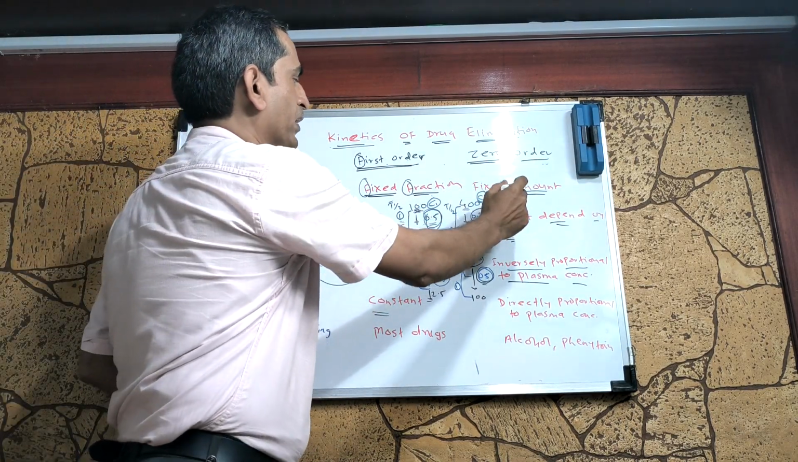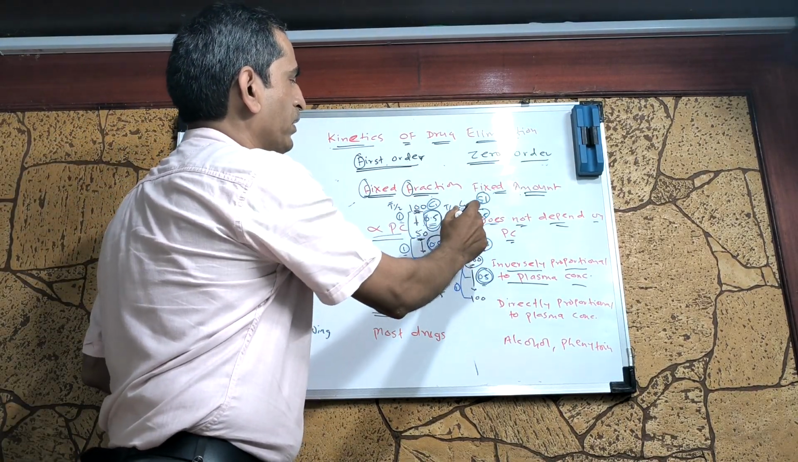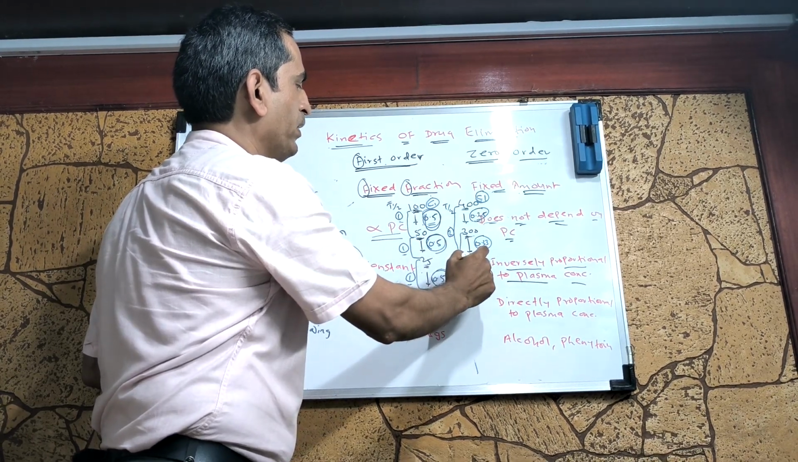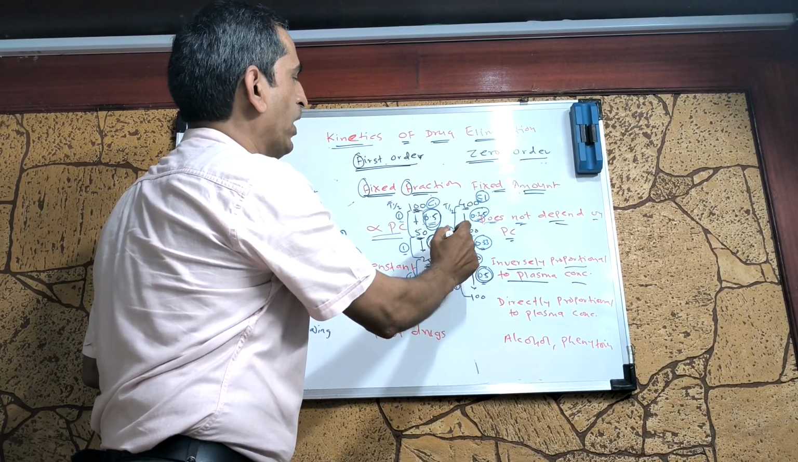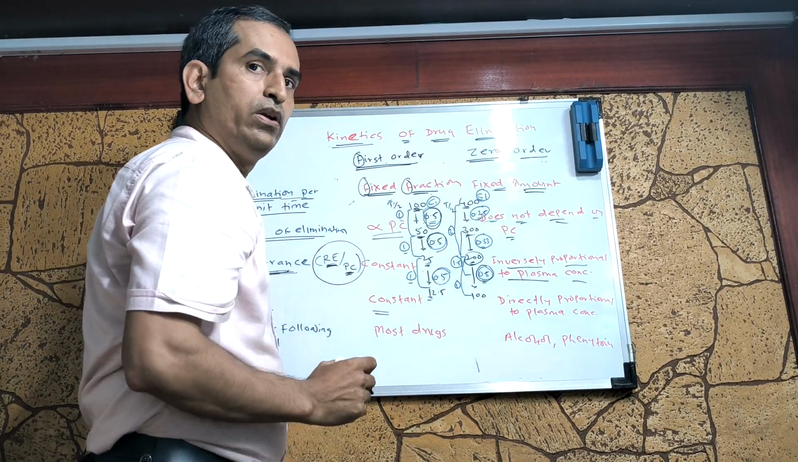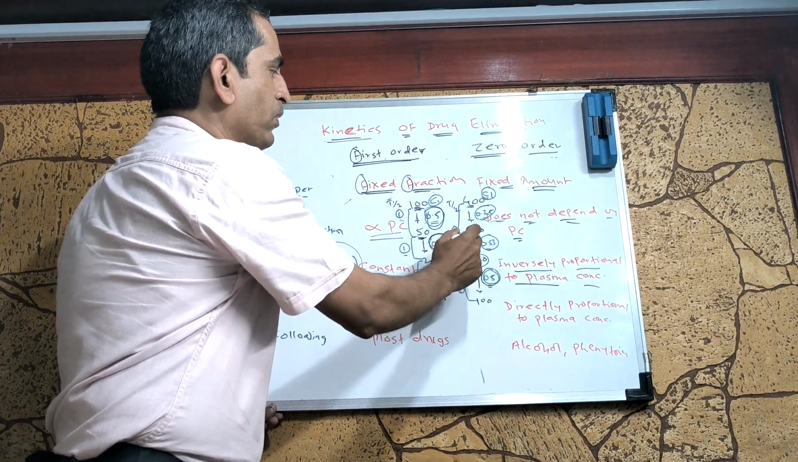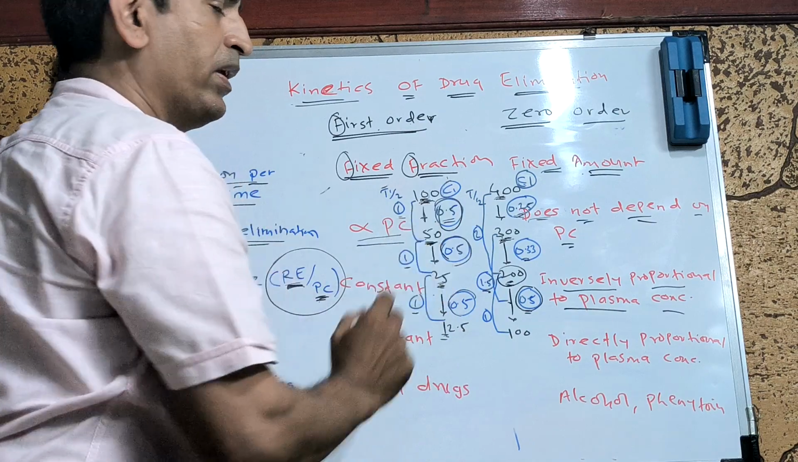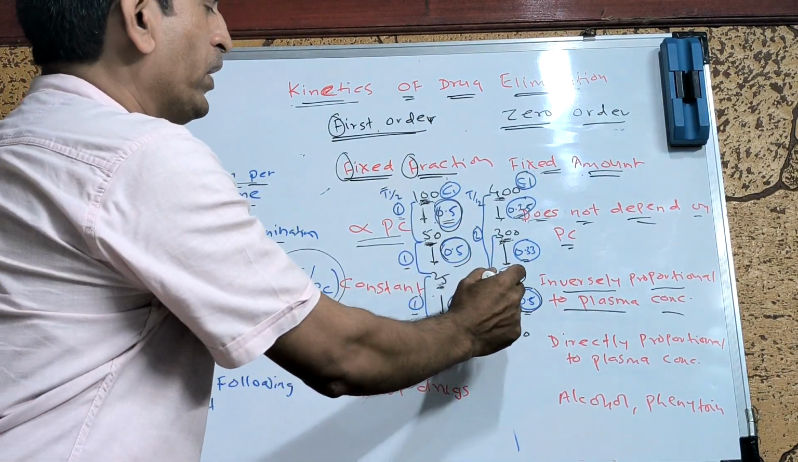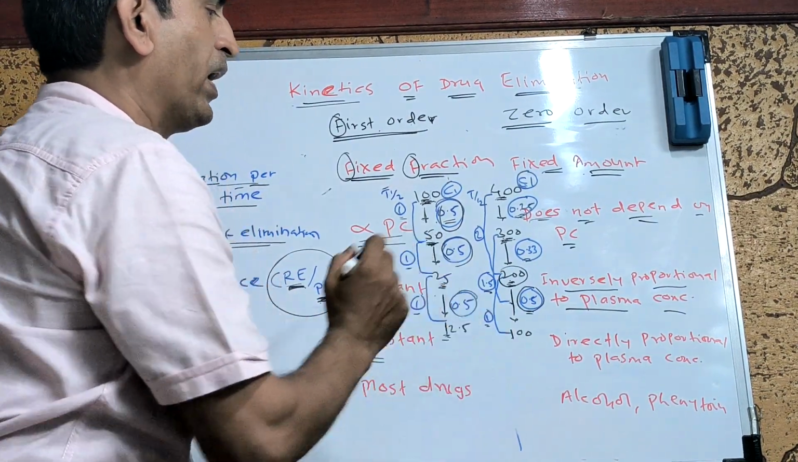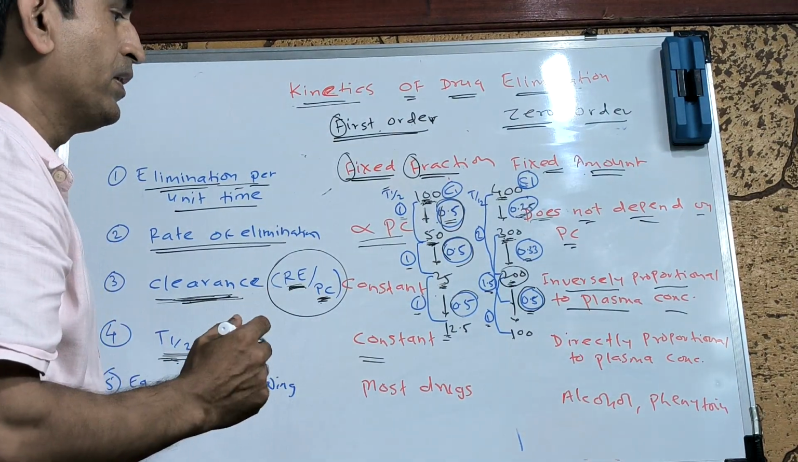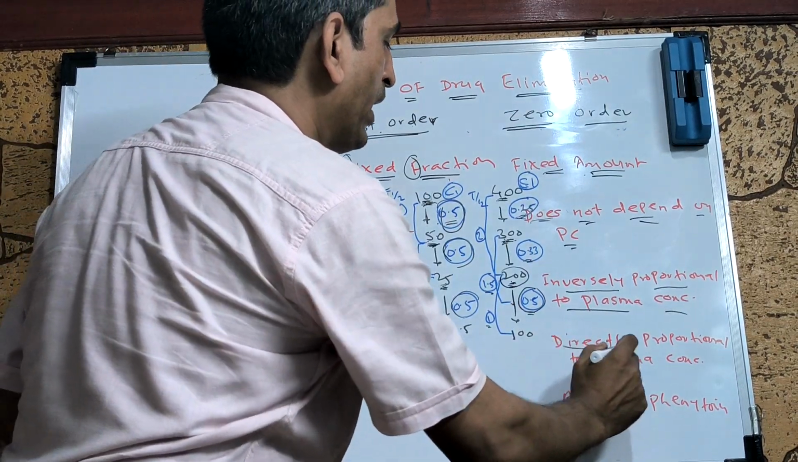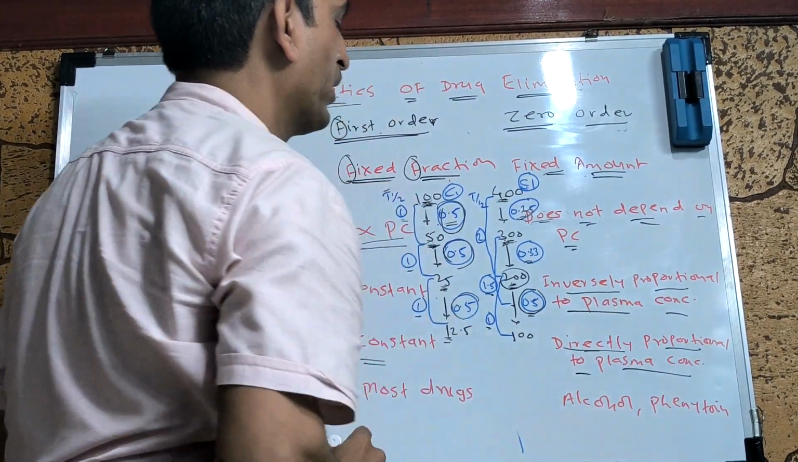Whereas in zero order kinetics, if you look at this 400, to get converted into 200, we needed 2 half-lives. This is 1 half-life, this is another half-life. So 2 half-lives are required. To convert this 300 to 150, we needed 1.5 half-lives. And to convert this 200 to 100, we needed 1 half-life. What it means is that the half-life in zero order kinetics is directly proportional to plasma concentration.